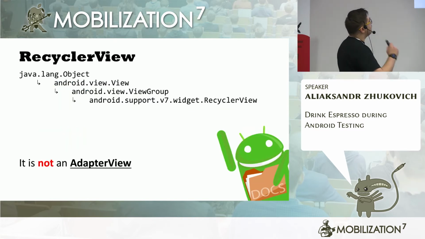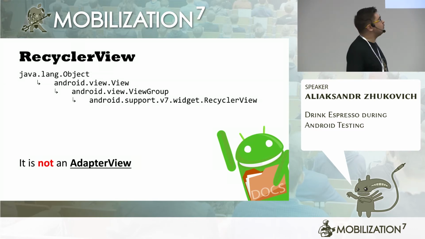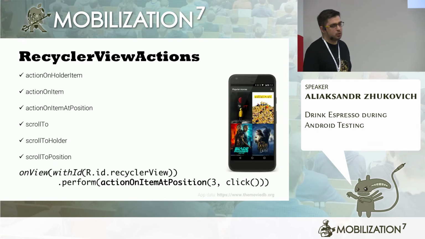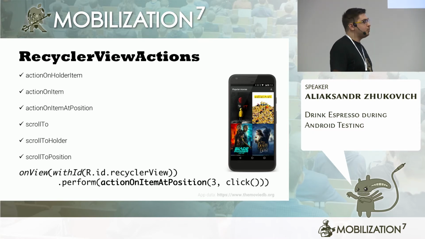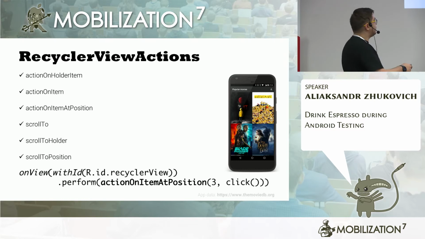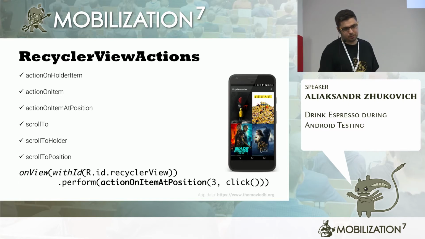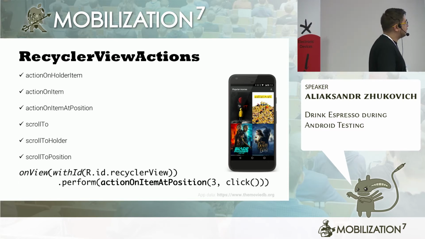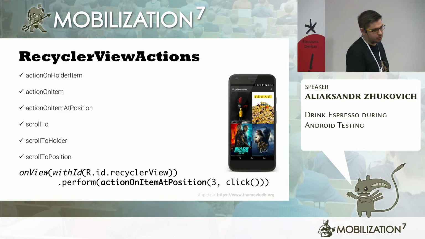As you can see, RecyclerView is a second implementation of a list. It's not an AdapterView. It implements ViewGroup, and we can use the onView method here. Fortunately, we have many different actions which we can use just with RecyclerView. As an example, scrollToPosition and actionOnItem. And as you can see here, we are looking for the RecyclerView and doing some actions at a position. Of course, you can create custom actions, assertions and matchers, as I showed before.